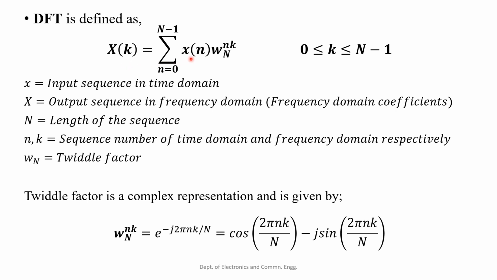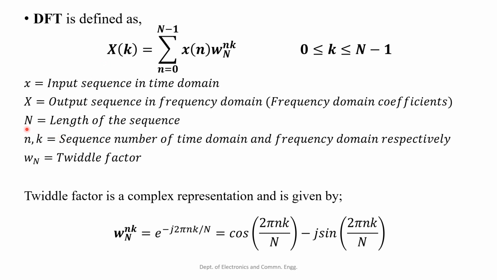In case of DFT, always remember that anything represented in small letter x represents the signal in the time domain. If it is represented in capital letter X, then it indicates the transform domain coefficients. So while writing, one must be very clear about the use of small letters as well as capital letters.